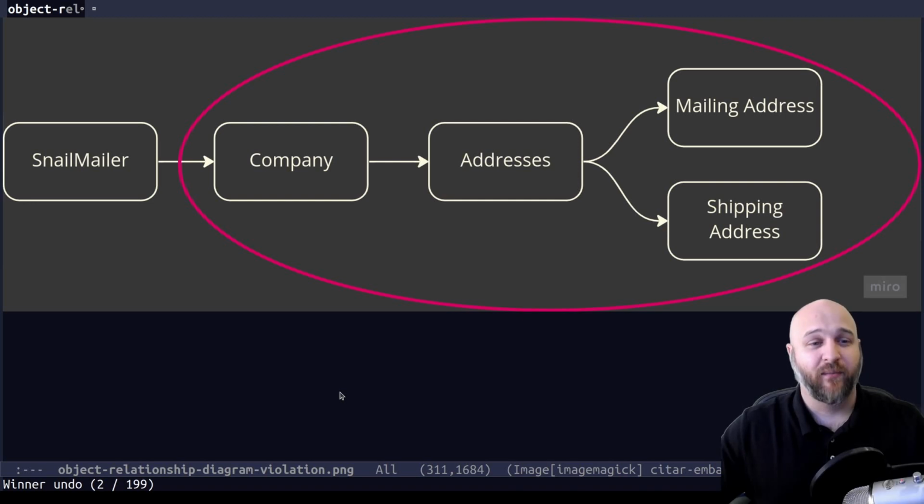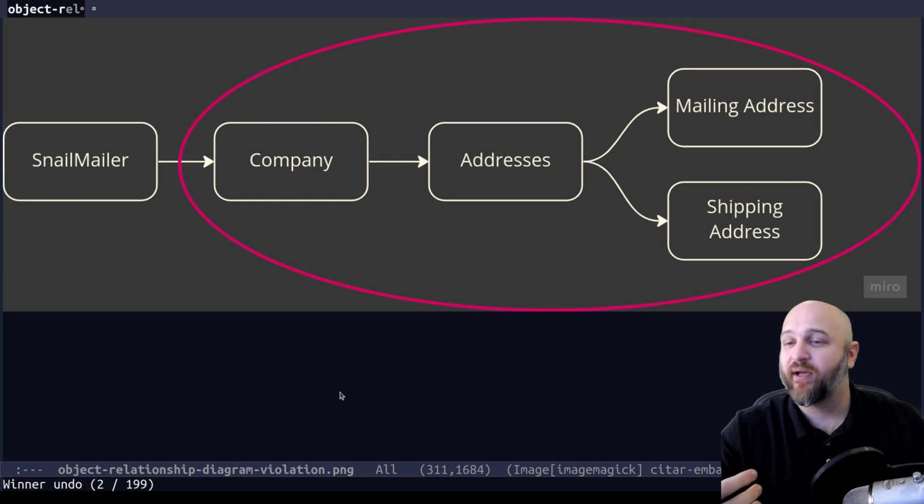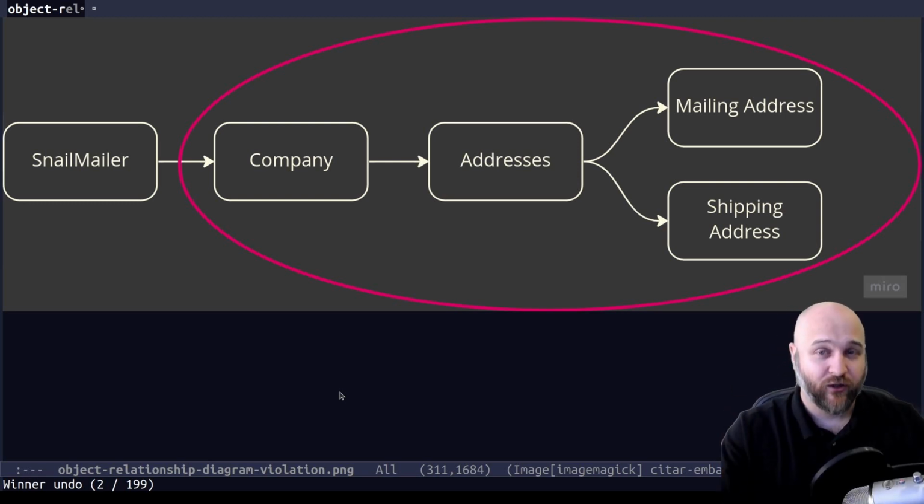Now we have a snail mailer, but the snail mailer is interacting with the addresses through the address group inside the company. And this is a problem because it means that the API of addresses and maybe even the implementation of the address class itself are now things that make the snail mailer hard to change, things that are hard to change because the snail mailer depends on them.